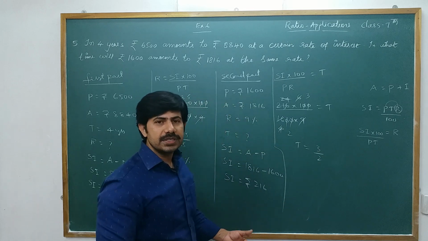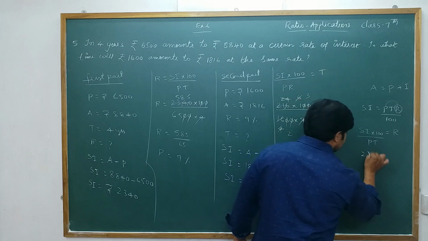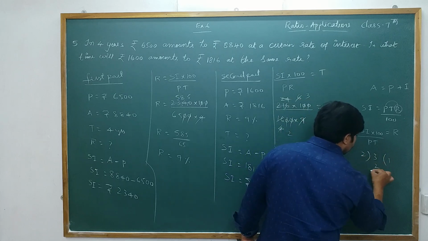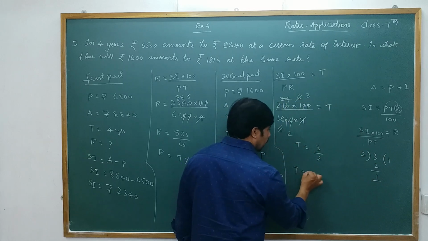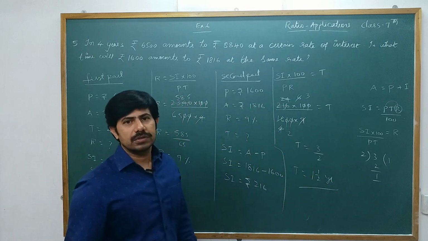So 3 by 2 comes around 1.5 years, or we can also express it as a mixed fraction. 2 ones are 2, remainder 1. So time is 1 and 1 by 2, that is 1.5 years. Okay, so this is completed.